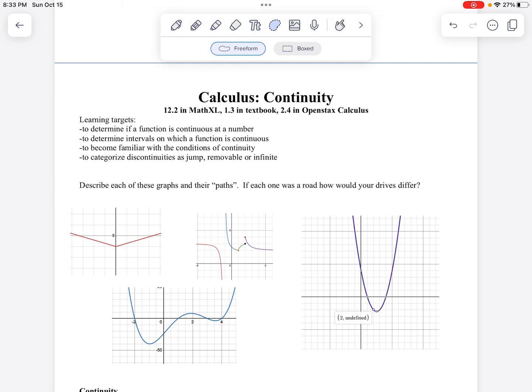It corresponds to 12.2 in Math Excel. That's 12.2 in the study plan and the homework. For more information, you can read 1.3 in the textbook, or I found the OpenStax Calculus textbook PDF posted on Schoology. It's section 2.4. That's a very readable text.